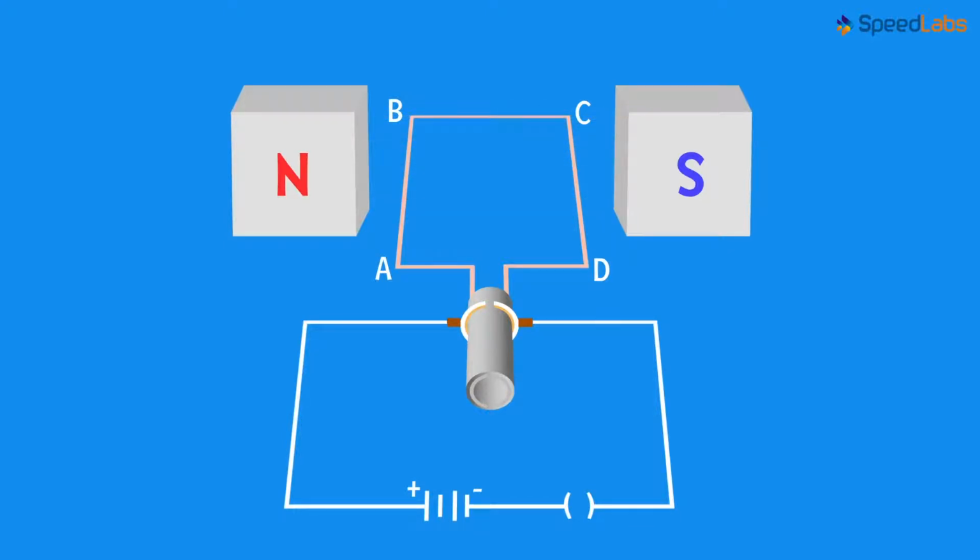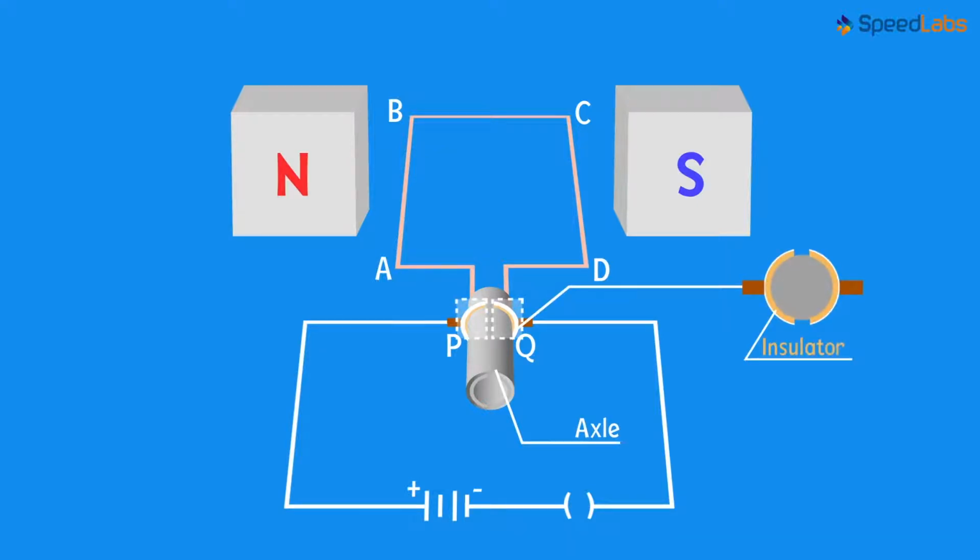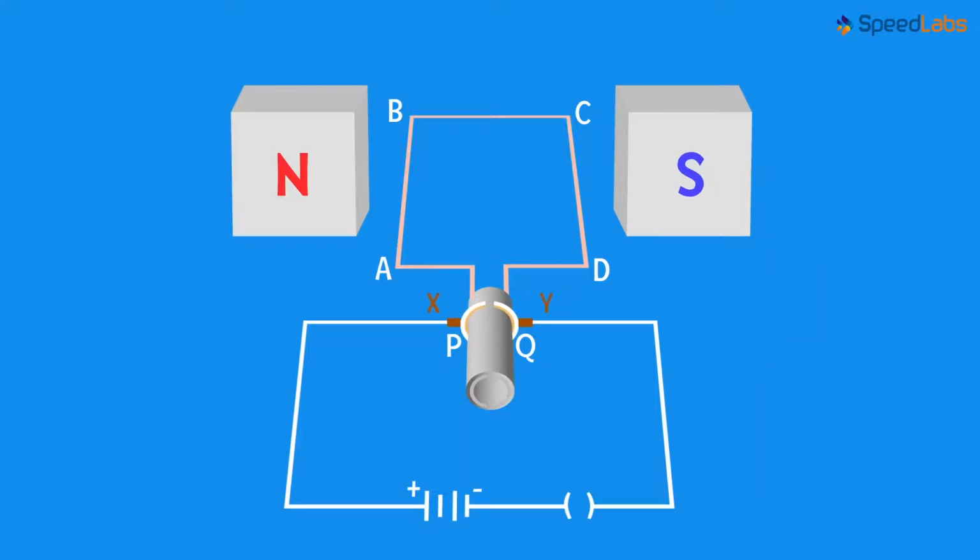What are the ends of this coil connected to? They are connected to the two halves of the split ring. Let's call the two halves P and Q. Do you see an axle here? Yes, the inner sides of the split ring are insulated and attached to the axle. What about the external sides? The external sides conduct electricity and touch two stationary brushes X and Y.